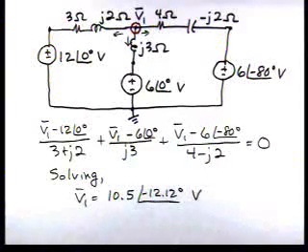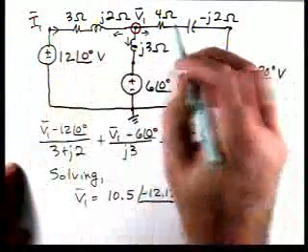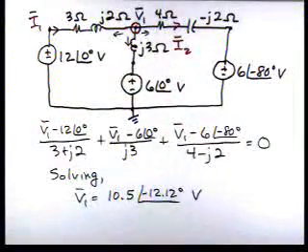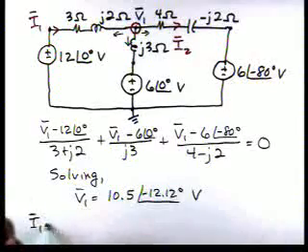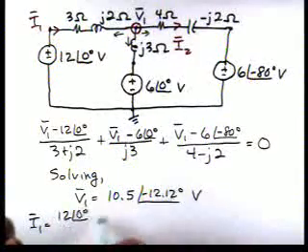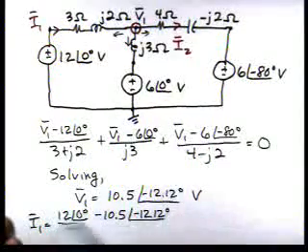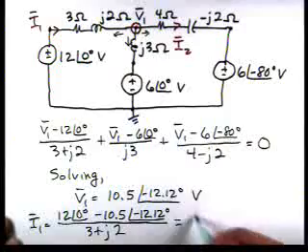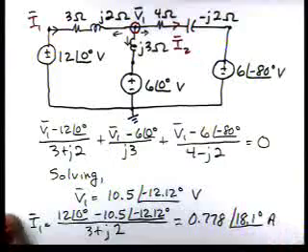Now, let's calculate current. I'll call this one I1. I'm going to call this current I2. And if we look at our circuit, I1 would be (12 at an angle of 0 minus 10.5 at an angle of minus 12.12 degrees) divided by (3 plus j2), and that's 0.778 at an angle of 18.1 degrees.